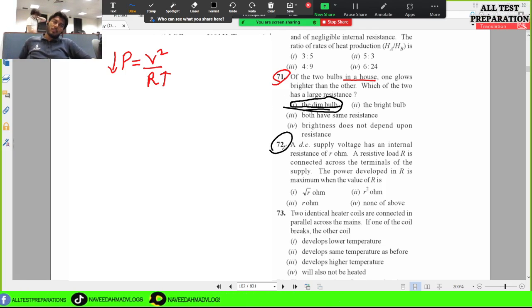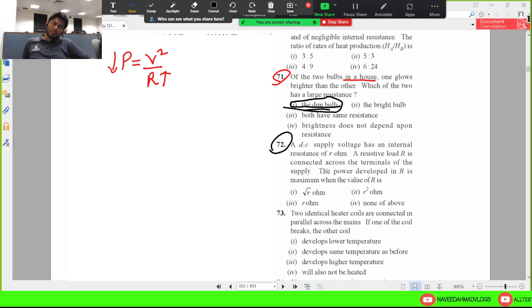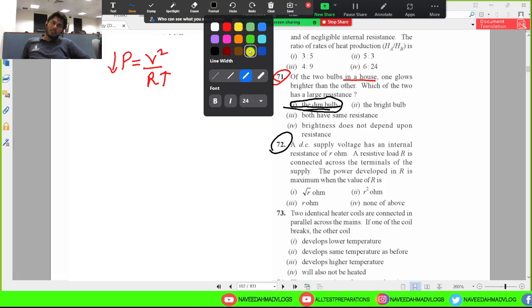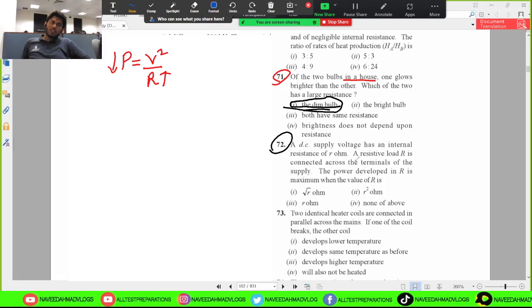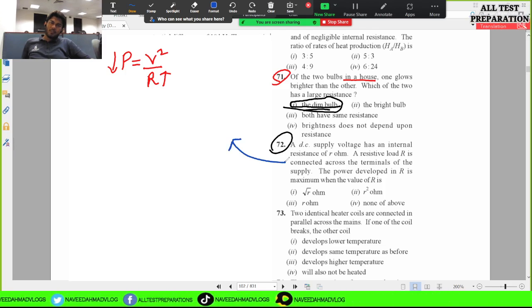A DC supply voltage has an internal resistance of R ohm. Okay, a resistance load R is connected across the terminals of the supply. The power developed in R is maximum when the value of R is equal to. So we already studied this theorem, the maximum power theorem. What will happen in that theorem is when your internal resistance becomes equal to the external resistance, then maximum power will transfer to the load.